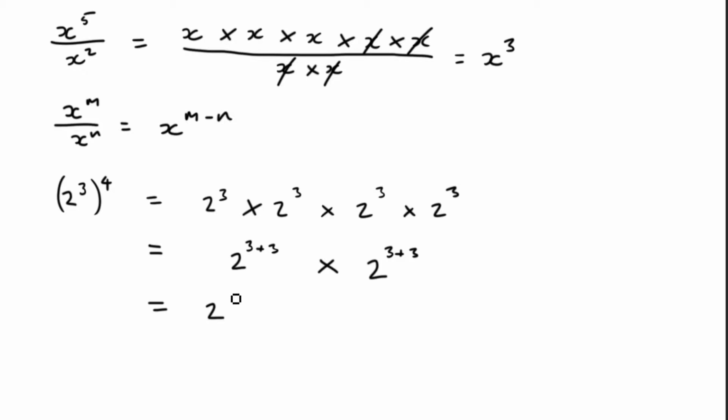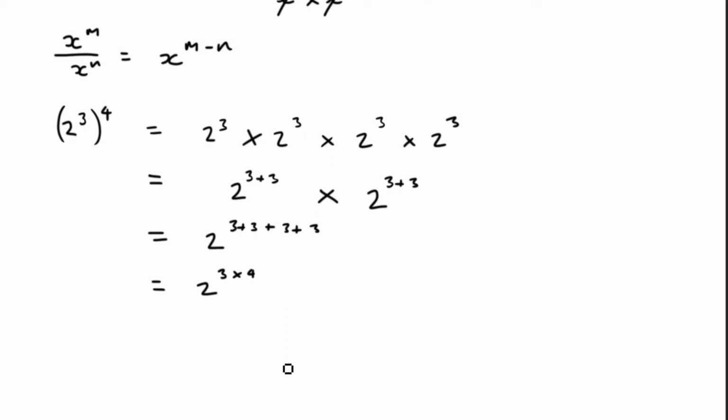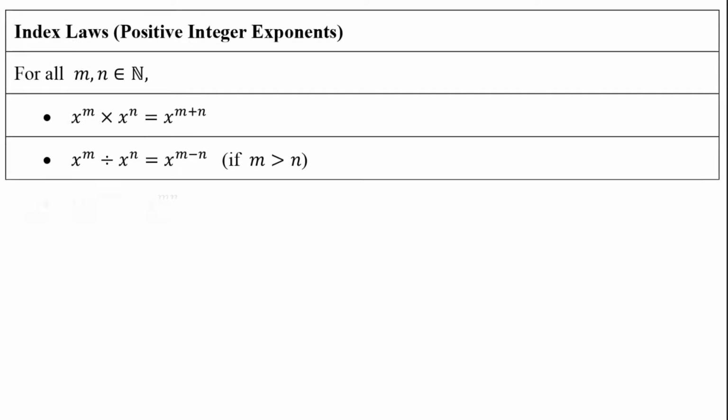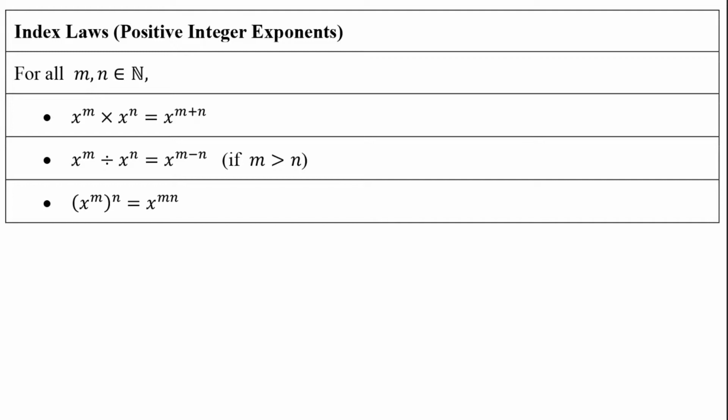We would have 2 to the 3 plus 3 for the first term, add 3 plus 3 from the second term. Altogether, we would have 2 to the 3 times 4 because we have got 4 lots of 3. This is an example of our general rule that says that if we have x to the power of m and then we raise all of that to the power of n, we have x to the power of m times n. This is our next index law. x to the m to the n is x to the m times n.